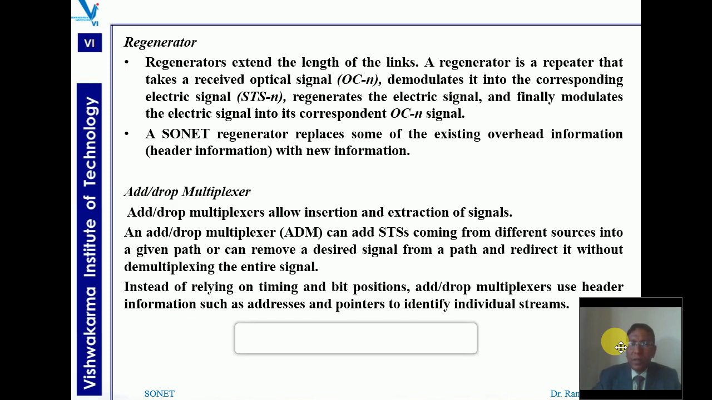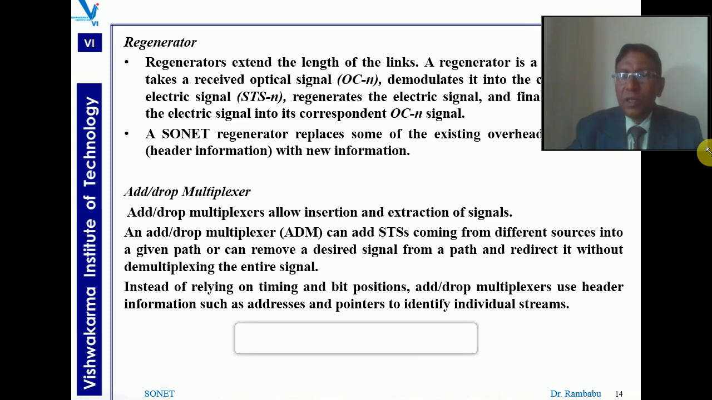The regenerator extends the length of the links. When the distance between two segments is more than 40 kilometers in fiber optic networks, we need to have regenerators. A regenerator is a repeater that takes a received optical OC-N signal, demodulates it into the corresponding electrical signal, STS-N, regenerates the electrical signal, and finally modulates the electrical signal into its corresponding OC-N signal. A SONET regenerator also replaces some of the existing overhead information, that is header information, with new information.